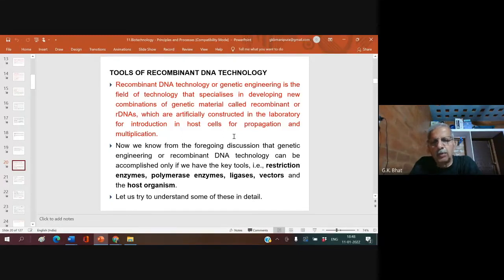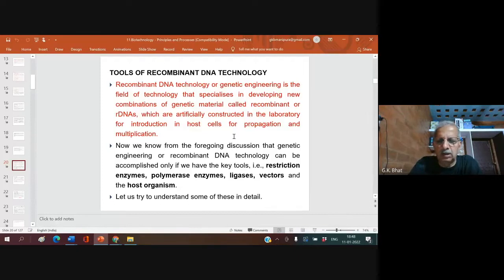Now we know from the foregoing discussion that genetic engineering or recombinant DNA technology can be accomplished only if we have the key tools. Always ask the question, which are the tools required for recombinant DNA technology? One, restriction enzymes. Two, polymerase enzymes. Three, ligases. Four, vectors. Five, host organisms.